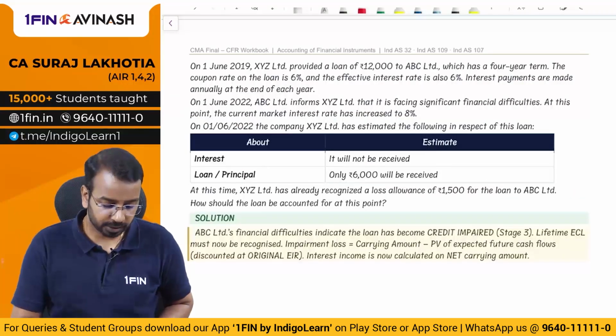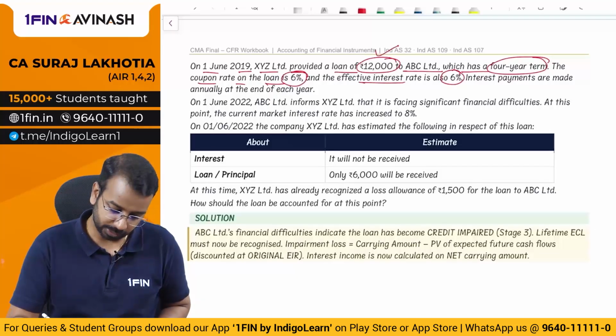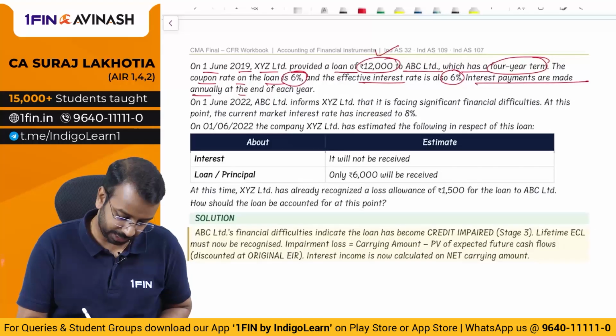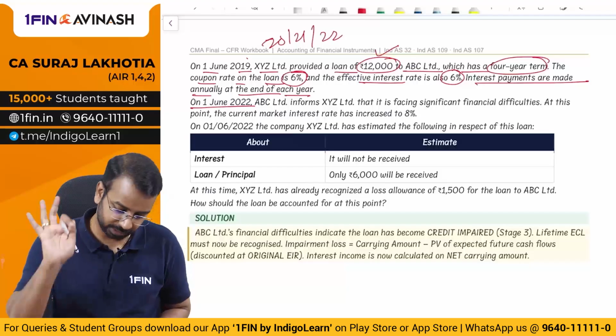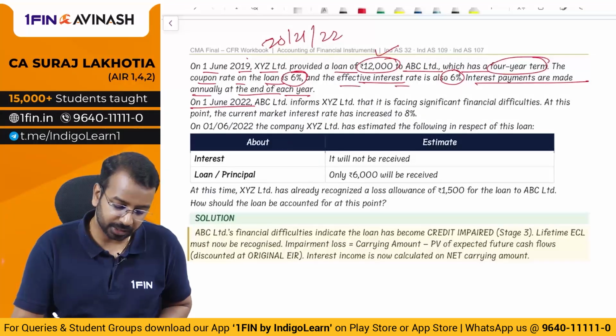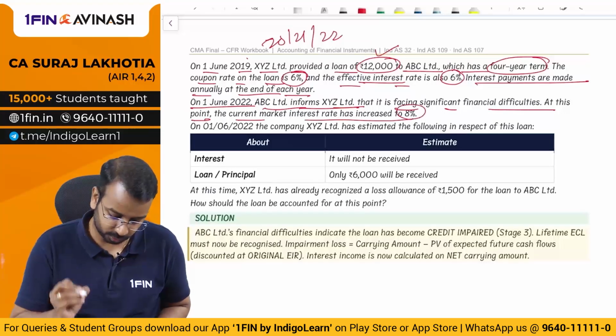Next, on 1st of June of year 19, XYZ provided a loan of 12,000 to ABC, which has a 4-year term. The coupon rate on the loan is 6%, effective is also 6%, so we will issue at 12,000. Interest payments are made annually at the end of each year. On 1st June of 22, 19, 20, 21, 22, after 3 years, 4-year term. ABC informs XYZ that it is facing difficulties.